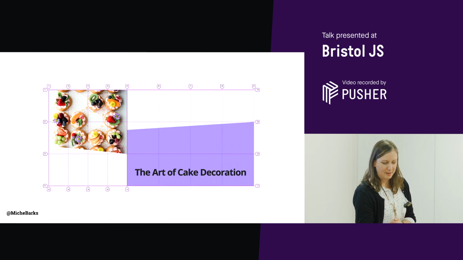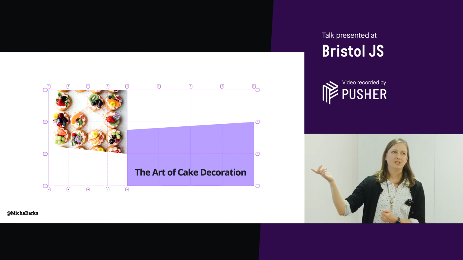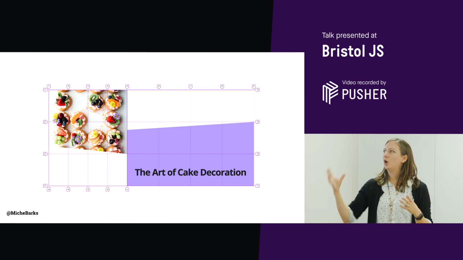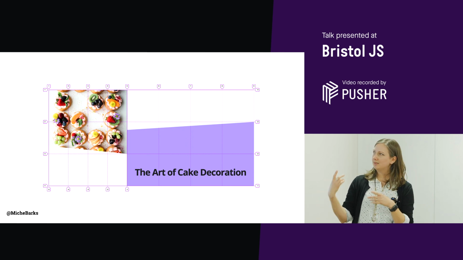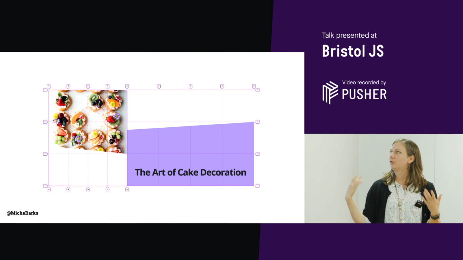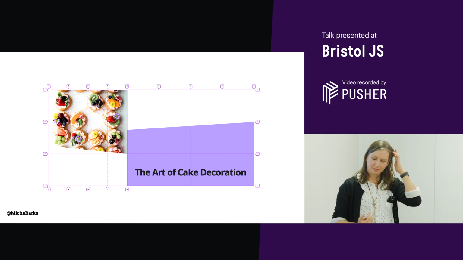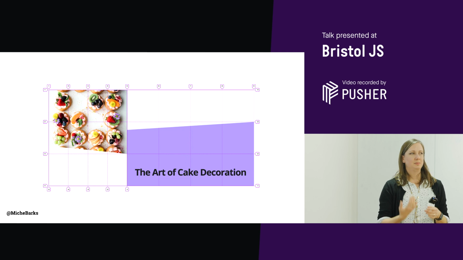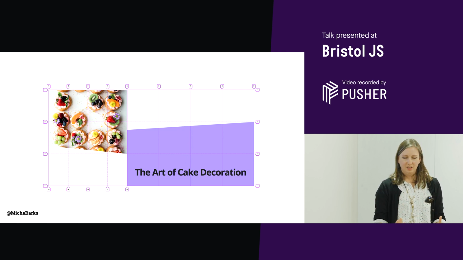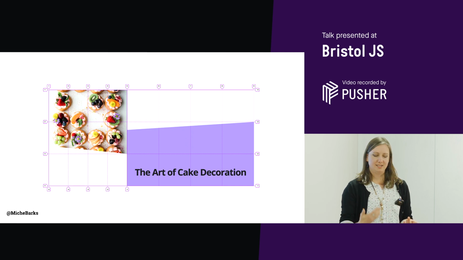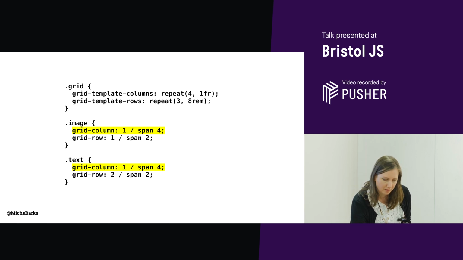If we turn on the grid inspector, we can see that implicit tracks have been created. So rather than fill the explicit grid by overlapping those items, the browser is attempting to place them in a way that avoids overlap by creating implicit tracks. So if you want to overlap items on your grid, then you explicitly need to say that. Grid won't overlap items unless you tell it to.